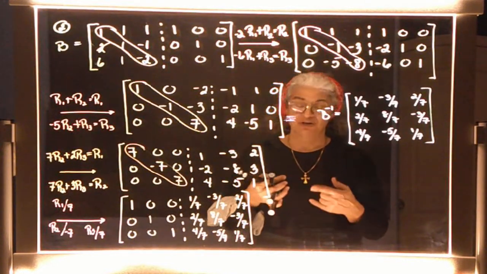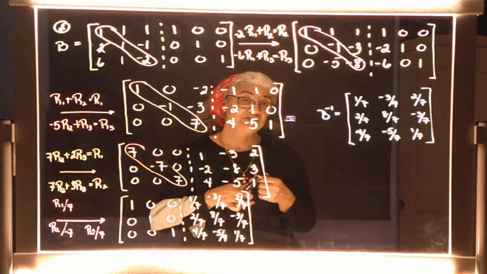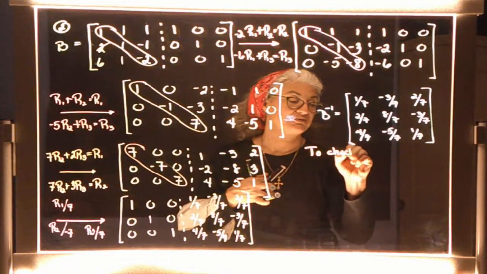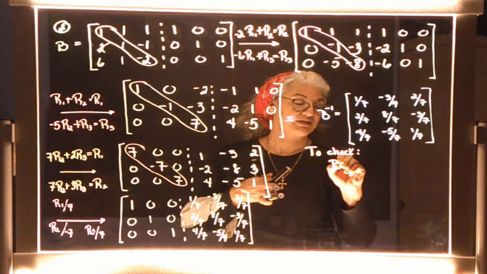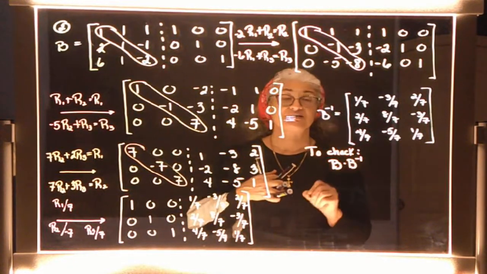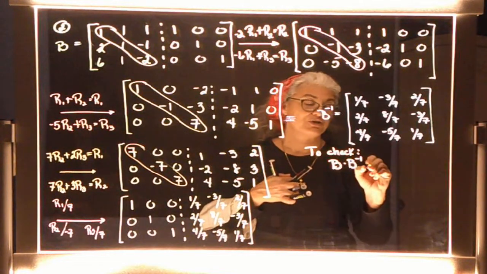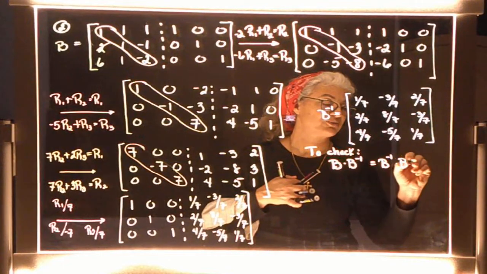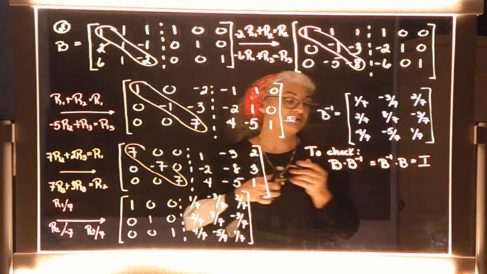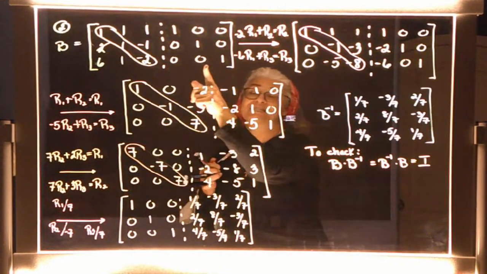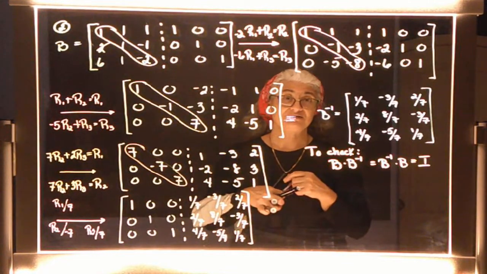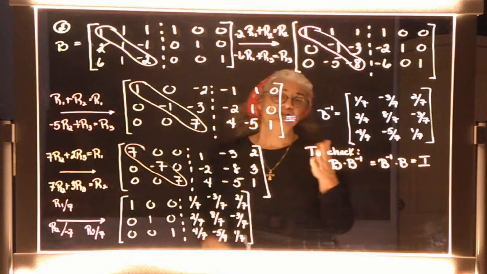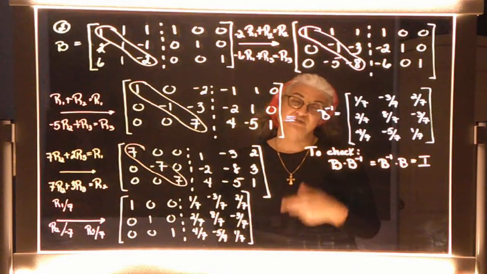Cool? Okay, now, remember, to check it, you would have to take the original matrix and multiply it by its inverse. But you'd also have to flip them around and take the inverse and multiply by the original, and both of those multiplication problems better give me that identity matrix. Good?